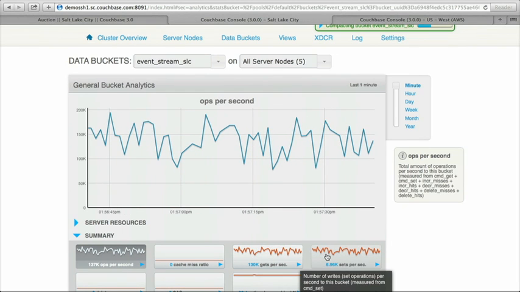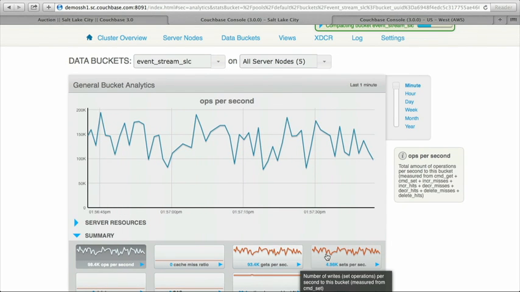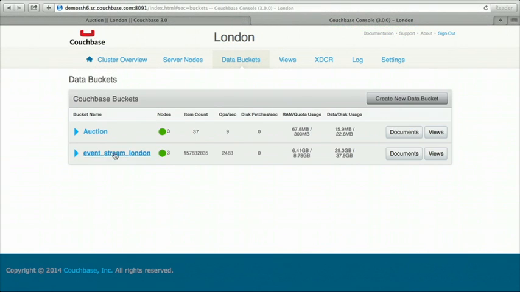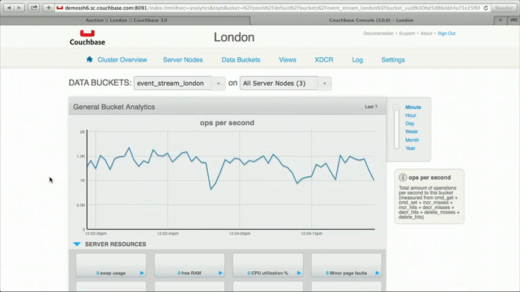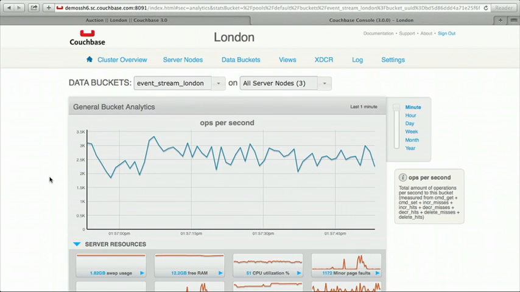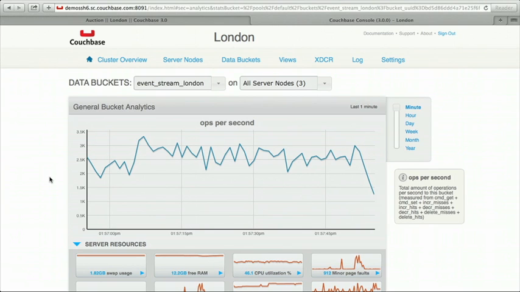Fantastic. And how does it look on the other side of the pond? Sure. So if we switch over to London, we see that we have a similar setup here. Same data set, running a much lower load, and all we're doing is replicating the writes from our Salt Lake City cluster over to London.